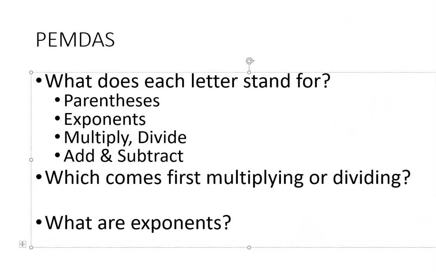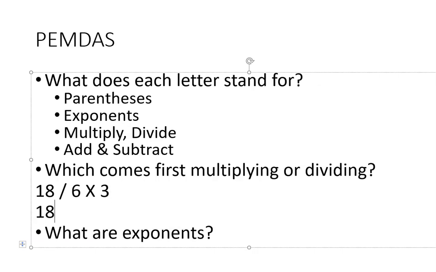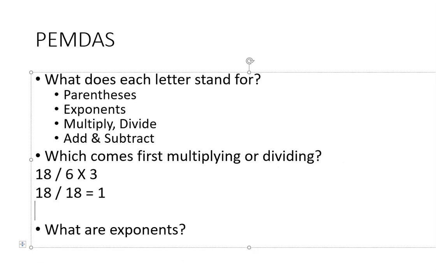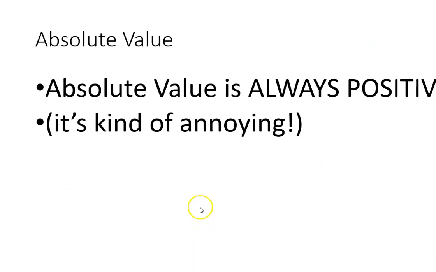So if I were to give you a problem of 18 divided by 6 times 3, which one comes first? Well, if you multiply first, you get 18 divided by 18, which is 1. And if you divide first, 18 divided by 6 is 3, times 3, which is 9. So the order does matter.